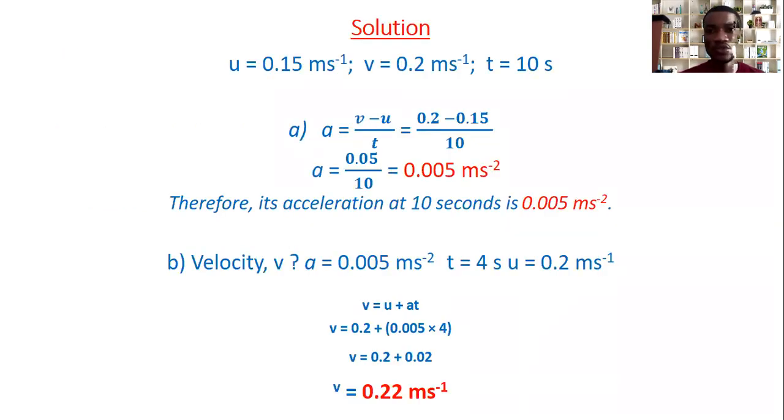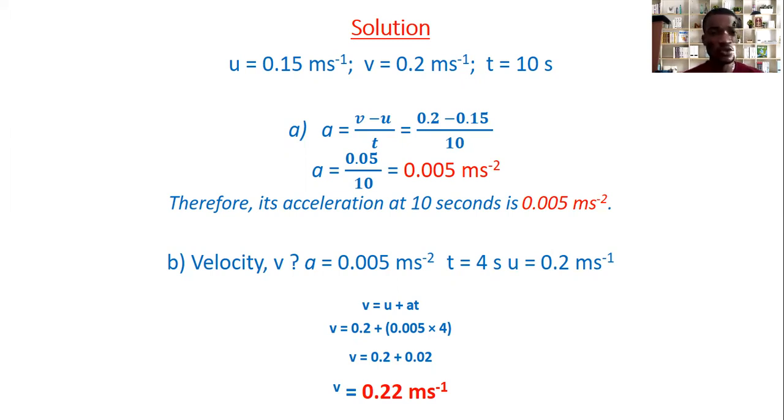So first thing that we need to do is to bring out the parameters that are given in the question. From the question, our initial velocity, that is the starting velocity, is 0.15 meter per second. And this initial velocity is represented by letter u. Don't forget, it is the starting velocity of the vehicle. And then we have our final velocity, which is represented by letter v. It is equal to 0.2. It is given in that question. And then we have our time, which is 10 seconds.